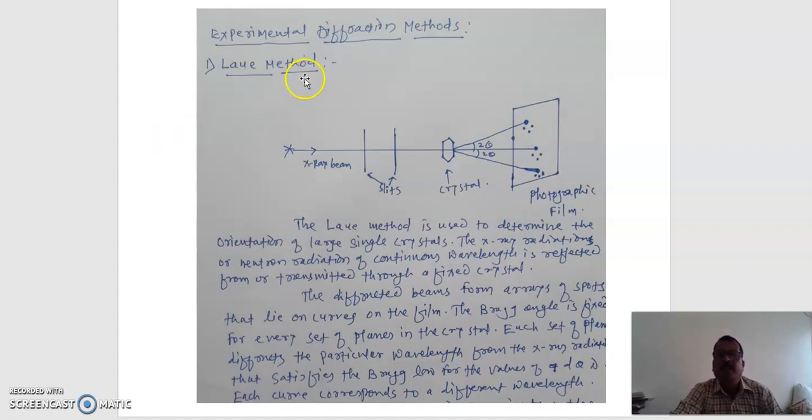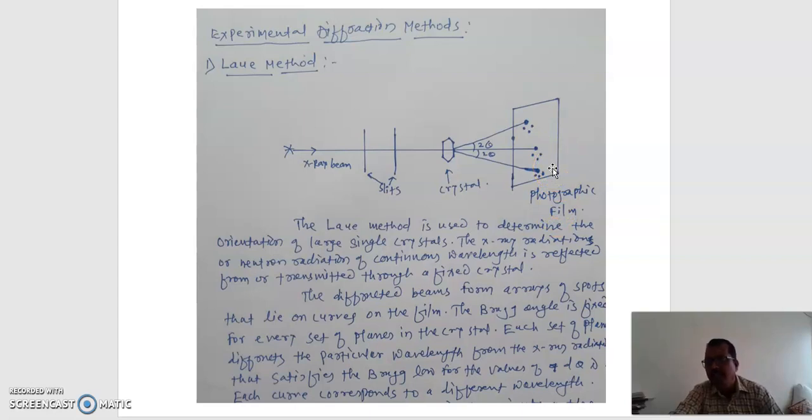In the Laue method, here you have an X-ray source, or we can use a neutron source, an X-ray beam or neutron beam. These are the two slits. This is a single crystal. When these X-rays pass through these slits, they are incident on the crystal, and this incident beam is diffracted, making an angle 2 theta below or above the main beam, and we get the diffraction pattern on the photographic film or this screen.